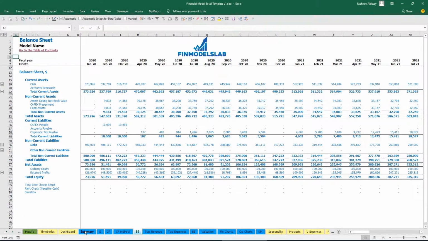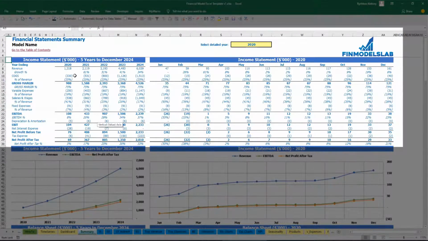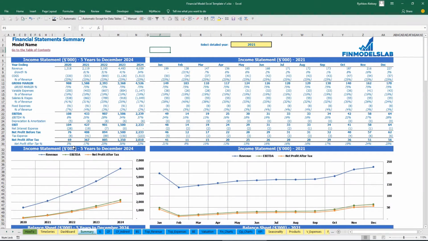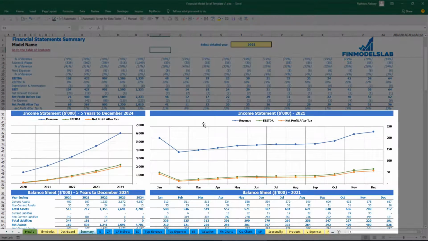The summary of statements you may find on the summary tab. Here you may see the income statement broken down by years, by main categories, and to the right you may see the detailed year breakdown by months. For example, I can select 2021 and we will see all the P&L line items broken down by months. Below you may see the charts with presentation of main KPIs related to the income statement.